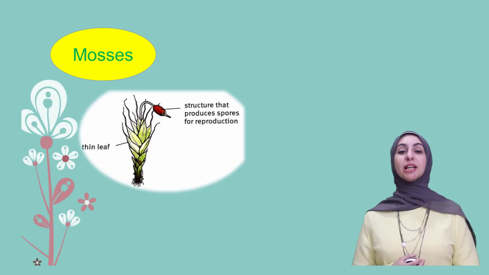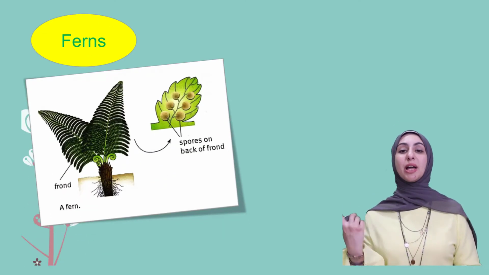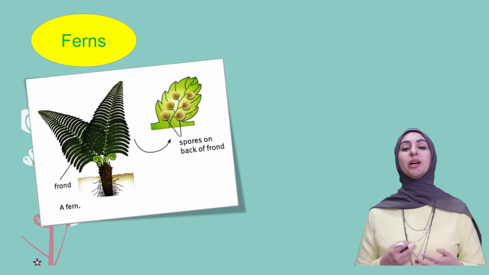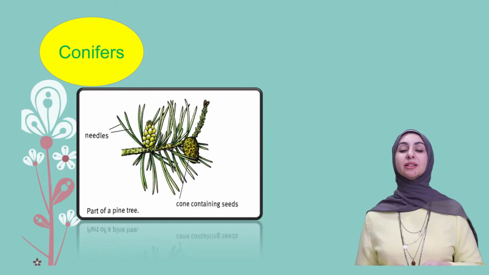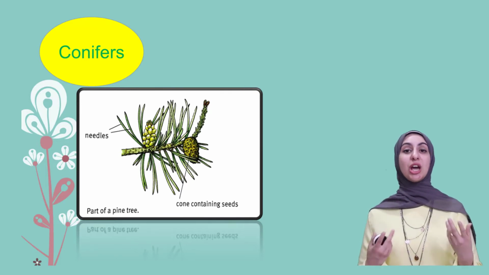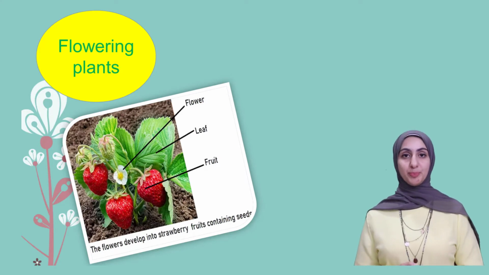reproduction. And the second group, ferns, which have leaves called fronds, and at the back of the fronds there are spores. The third group, conifers, which have narrow leaves called the needles, and some cones which contain the seeds. The last group, flowering plants, which have flowers, fruits, leaves, and stem.